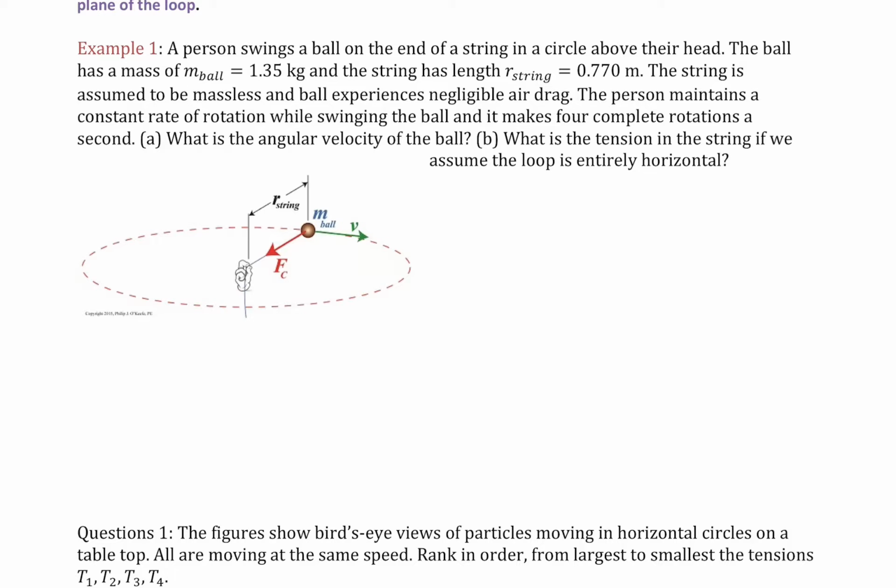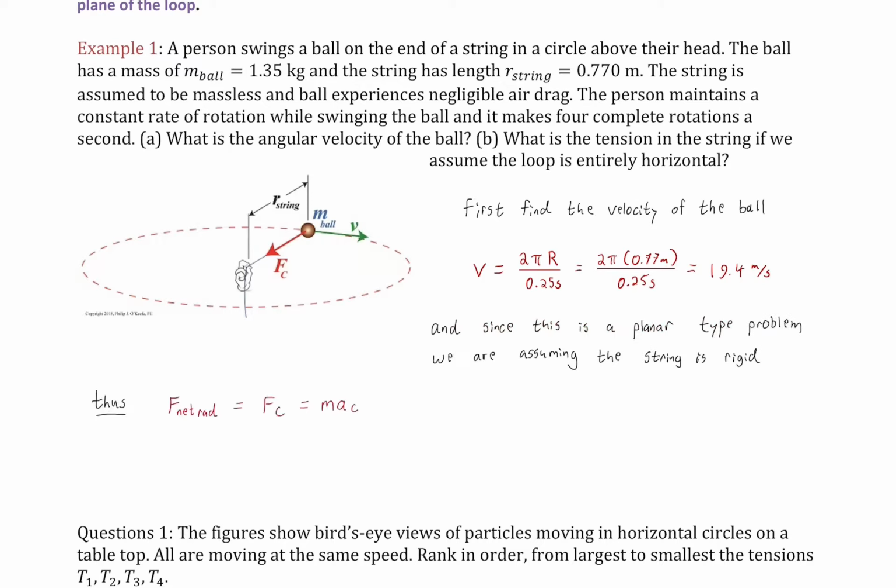Question A: what is the angular velocity of the ball? To do that, we're going to use this formula here, the circumference over the period. We have all the values we need, so we can find that the translational velocity of the ball is 19.4 meters per second. To find the angular velocity, I only gave you the translational velocity, sorry for that. If we wanted to find the angular velocity, we would simply divide by r. So it would be 19.4 divided by 0.77, something on the order of 25 radians per second.